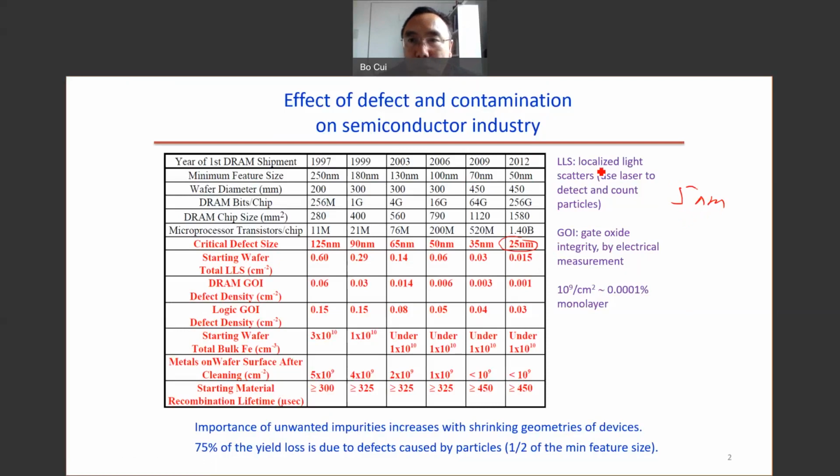It's called localized light scatters. This uses light to see how many particles there are. This is why you can see 0.015 per square centimeter. This is the GOI, the gate oxide integrity. This measures the gate oxide, whether there is any defect or not. So we need to be less than 0.01 defects per square centimeter.